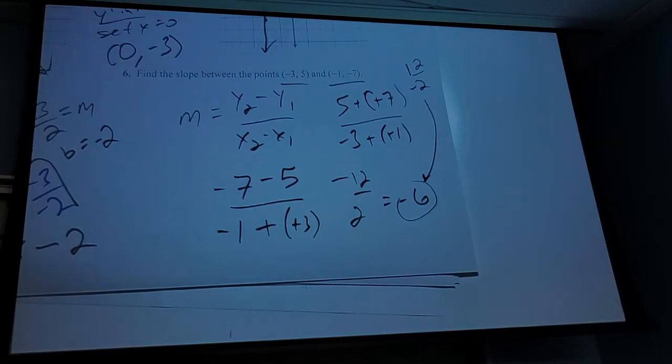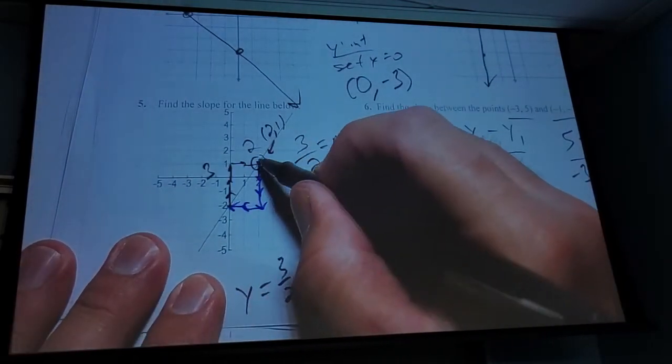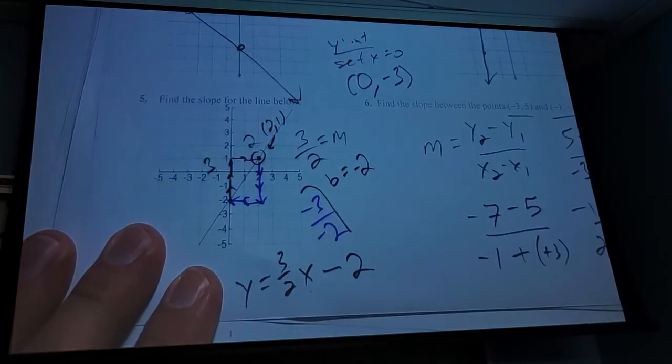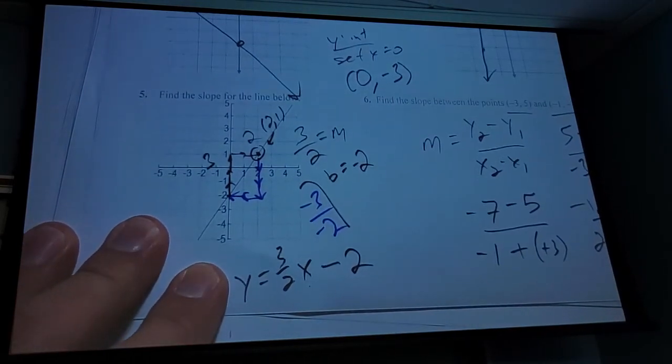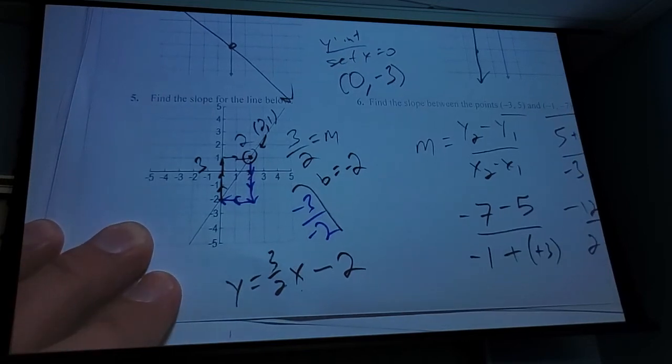Is that all right? It really just relates to up and over or down and back, right? Of course they're going to come out to be the same number. They have to. Maybe. Okay.